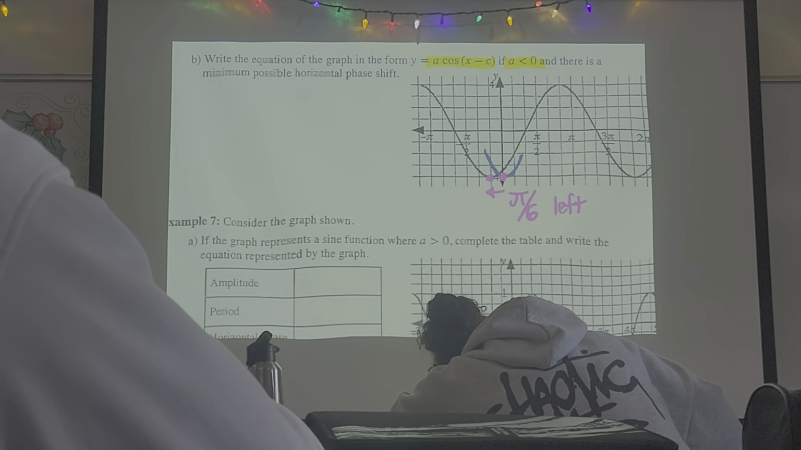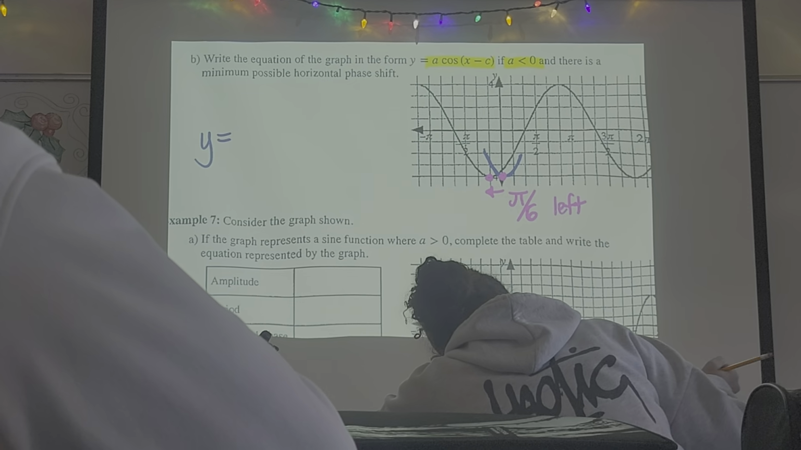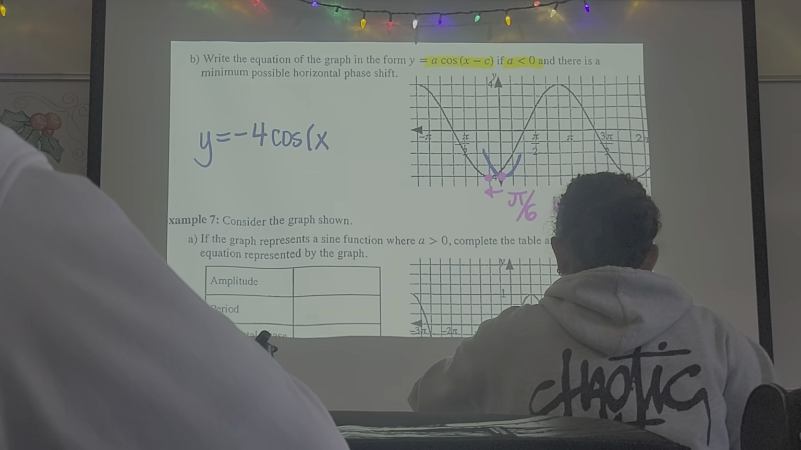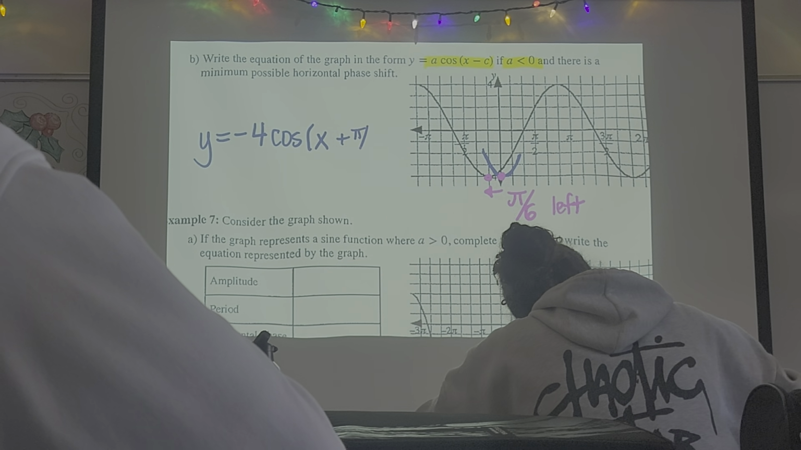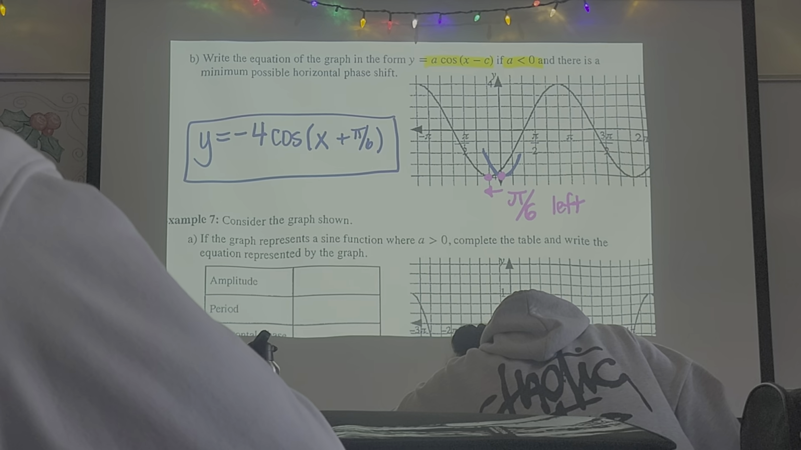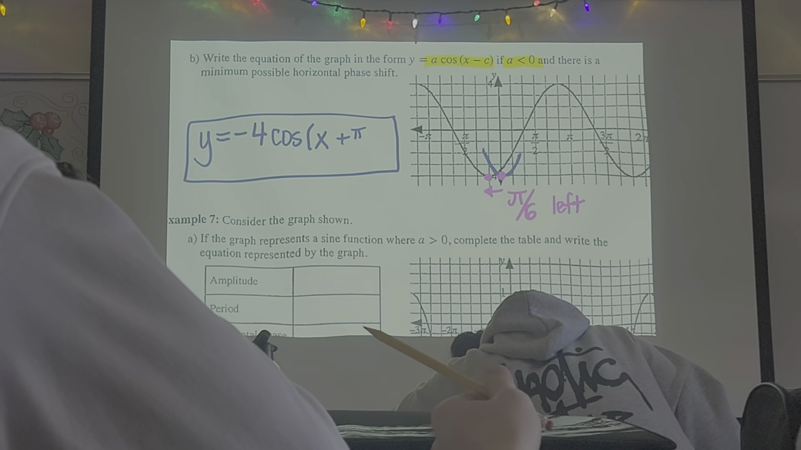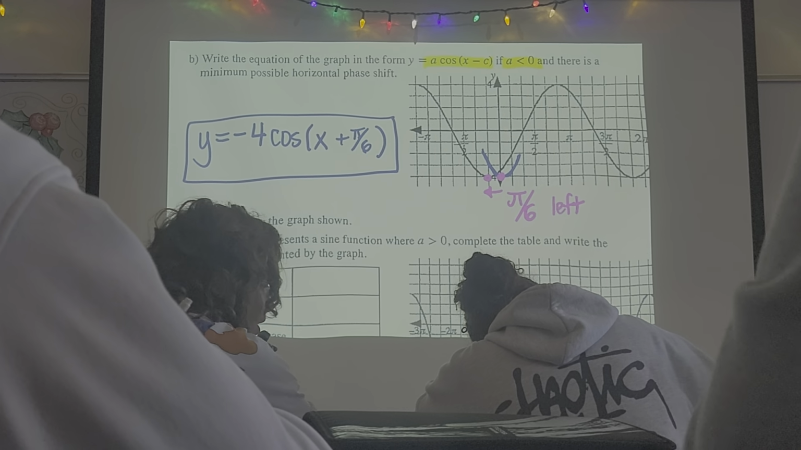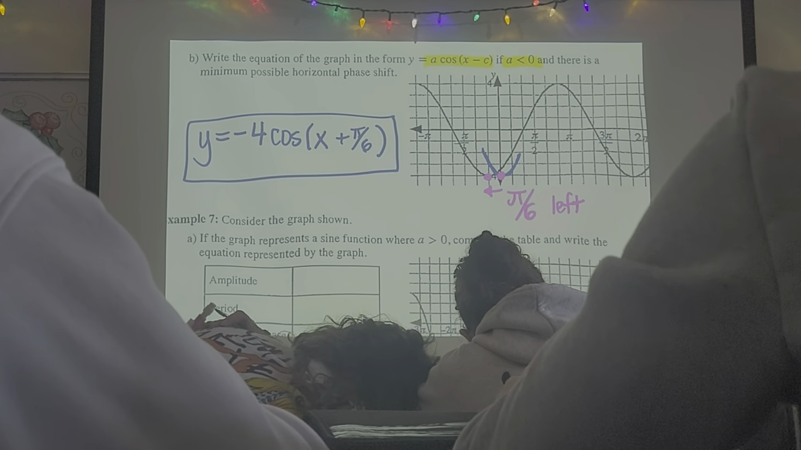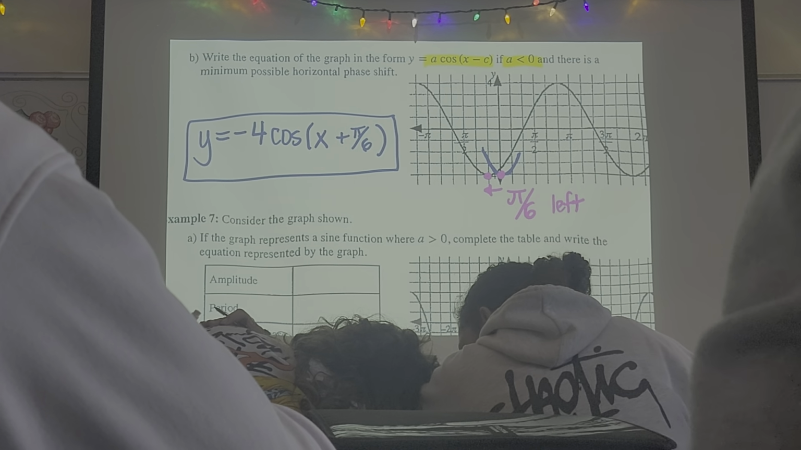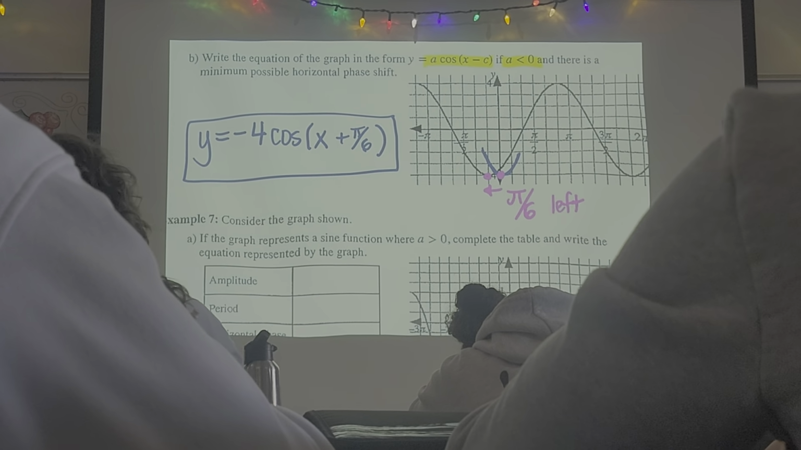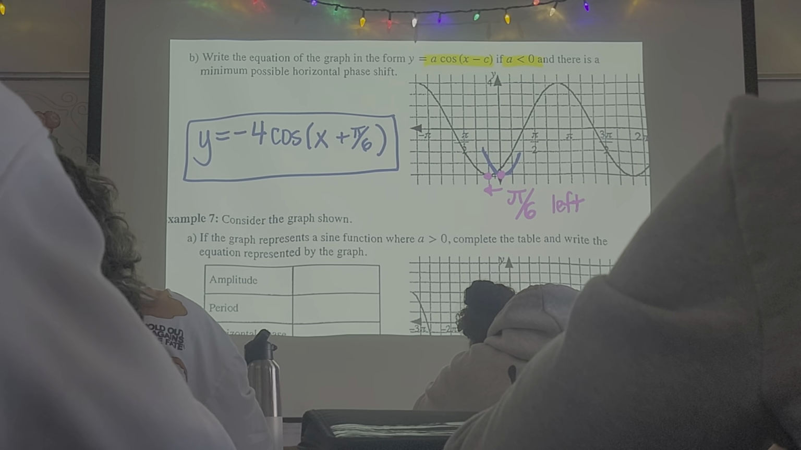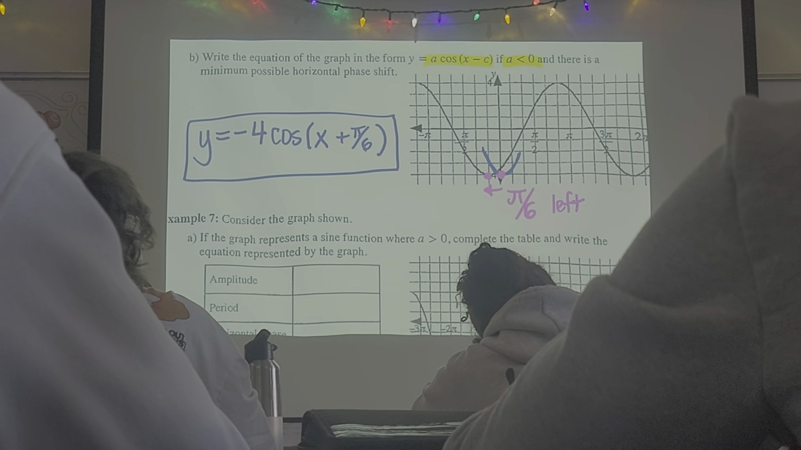So what will be the equation? Y equals negative 4 cos bracket x plus pi over 6. So notice the same curve could have 4 different equations. It will tell you which ones to do, if it wants cosine or if it wants positive or negative. So one simple curve could have 4 different answers.